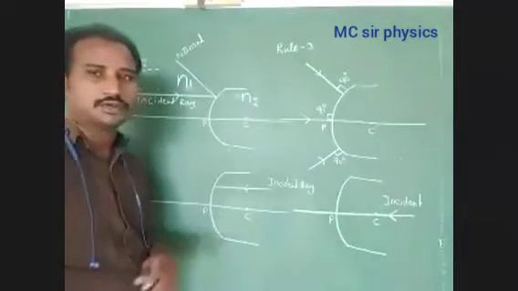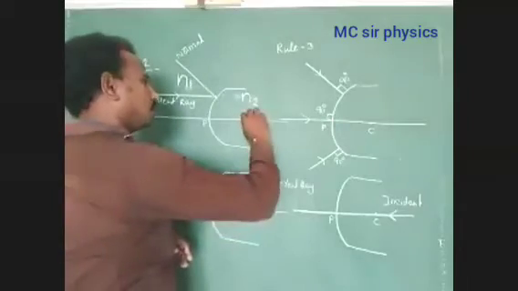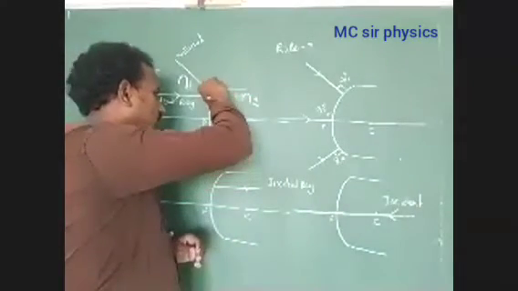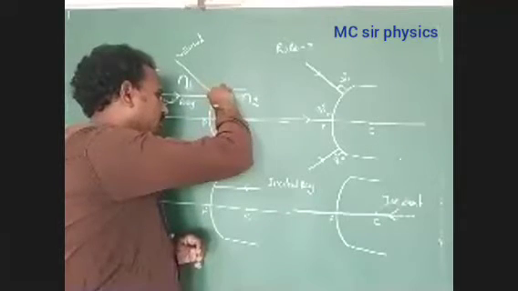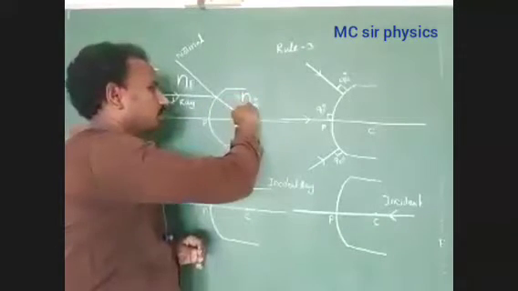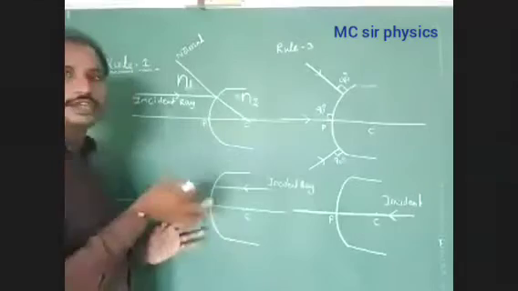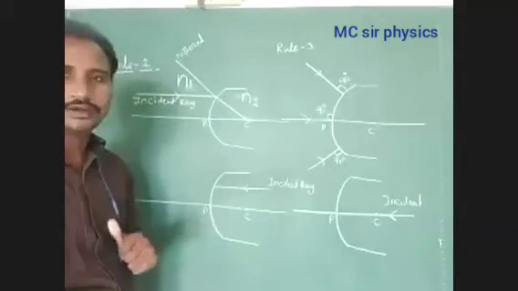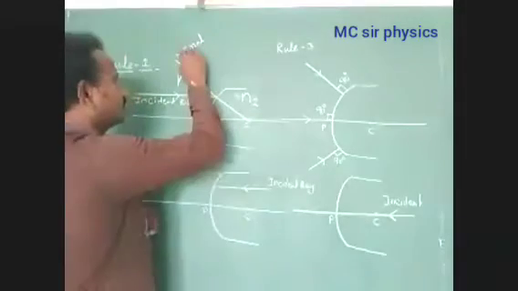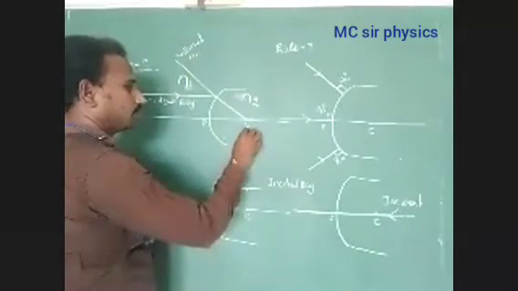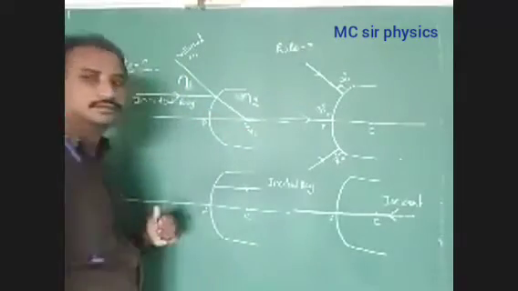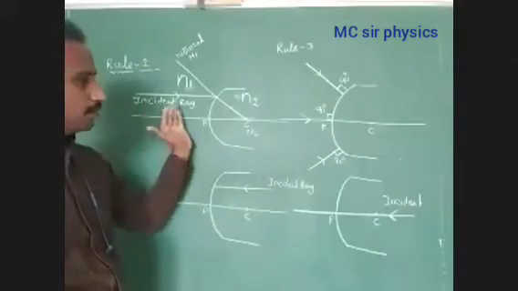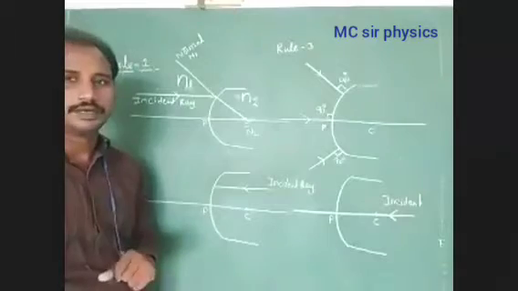This represents the normal. This normal we have to draw in the denser optical medium. Draw that normal. In the denser optical medium, the normal is passing through the center of curvature. Here N1, here we have to represent N2. Understood?